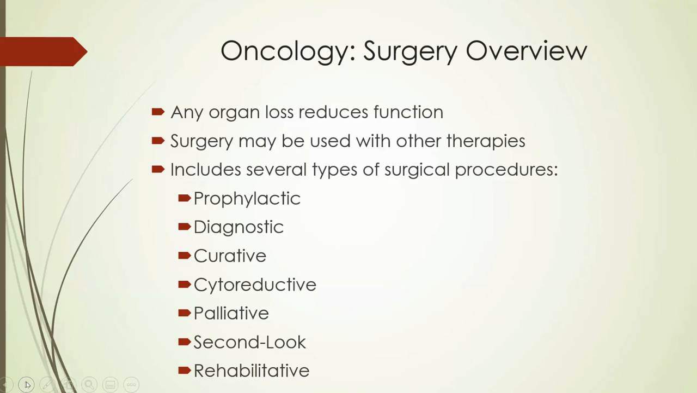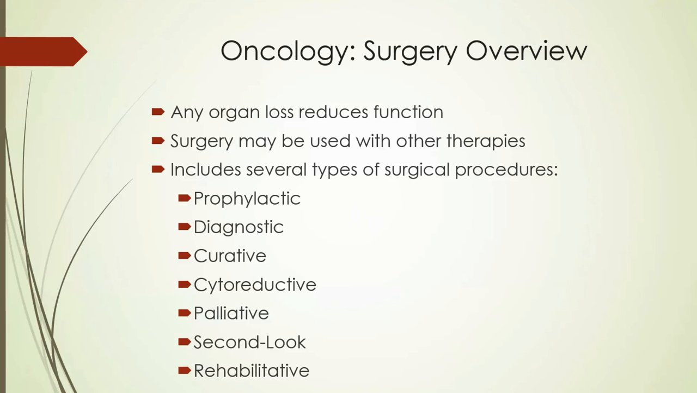So to look at surgery, this is the first possible treatment. The thing to remember is that any organ loss reduces function. So even if we're removing a cancerous part of the organ, the patient still has to deal with lower than normal function of that organ. Surgery may be used in conjunction with other therapies, and then they have different types or classifications of surgical procedures.